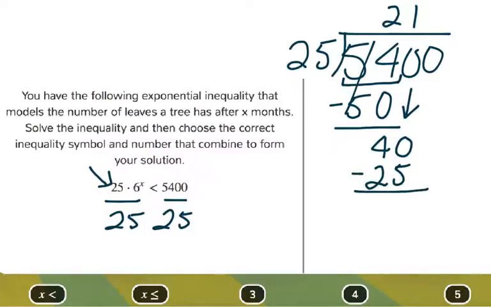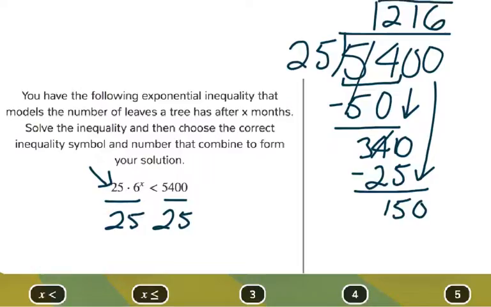Subtracting again. 0 minus 5 can't do it. Got to borrow. 10 minus 5 is 5. 3 minus 2 is 1. So I have 15. Drop the last 0 down. I get 150. 25 goes into 150 6 times. So far, I have 216. Rewriting the equation down here, this whole thing just becomes 6 to the power of x is less than 216.